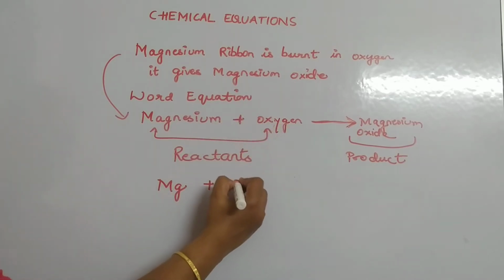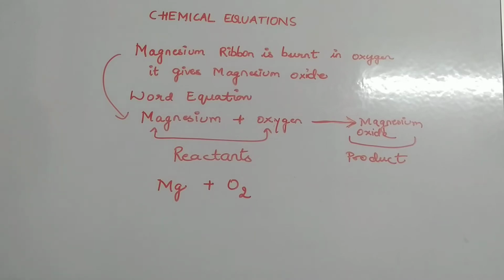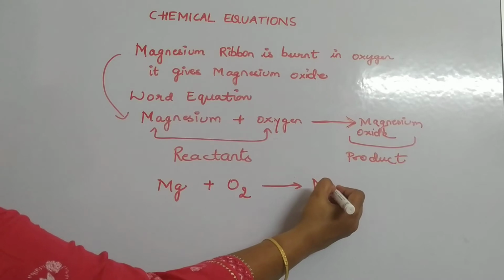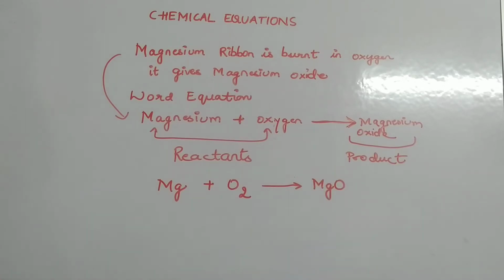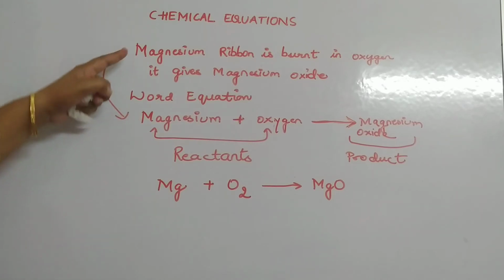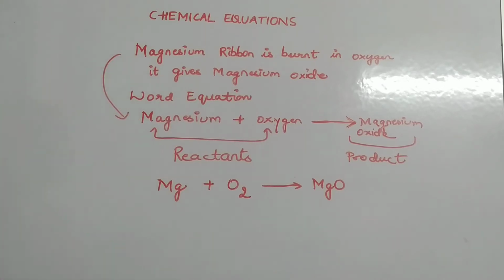So what is the formula for oxygen? O2. They give rise to a new substance, a new product called magnesium oxide. That will be the formula. I think this is much easier, much simpler. The earlier one is more time consuming, but this one is much simpler. So that is how we generally represent a chemical change or a chemical reaction using equations, using symbols basically.